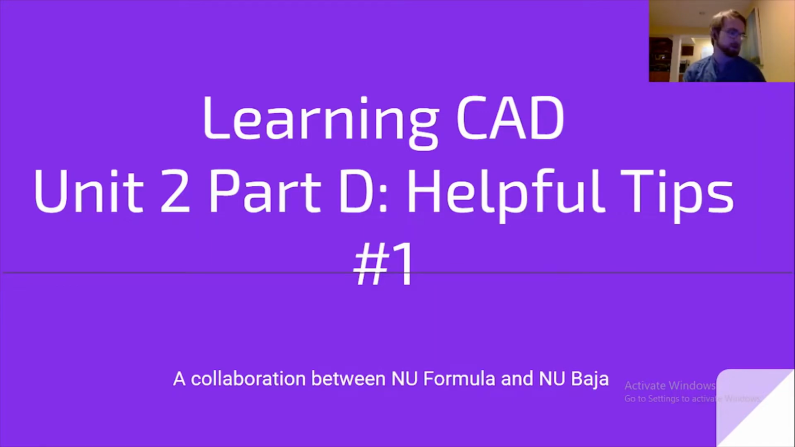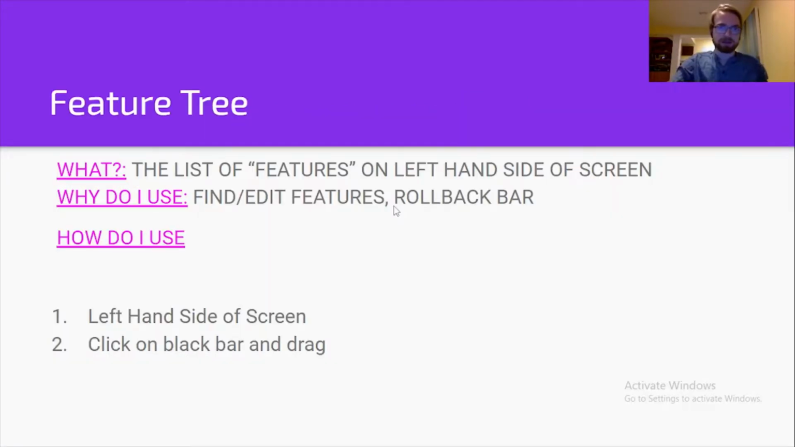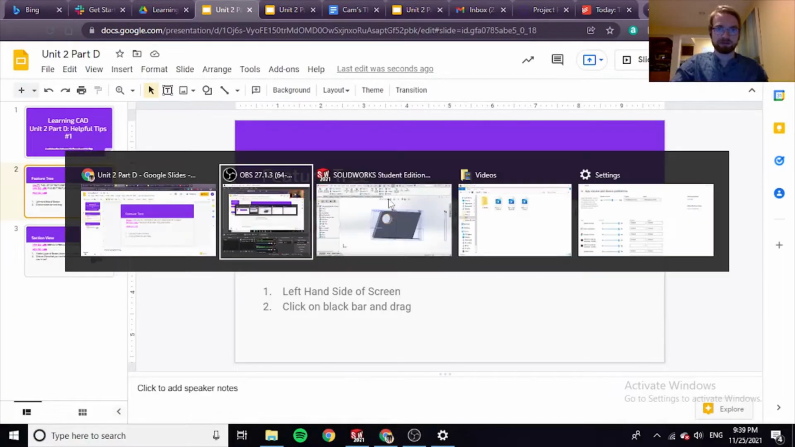This is going to be a quick video with some helpful tips, talking about some view options and the feature tree, which is a really useful thing when we're CADing. So what is the feature tree? Well, it's this list of features that we have on the left-hand side. I'm going to mostly talk off the PowerPoint in this video.